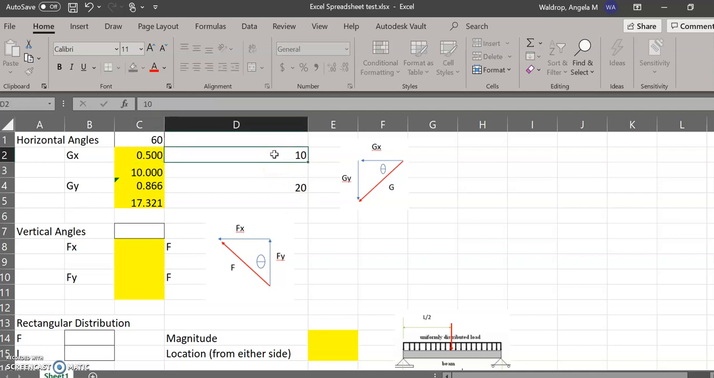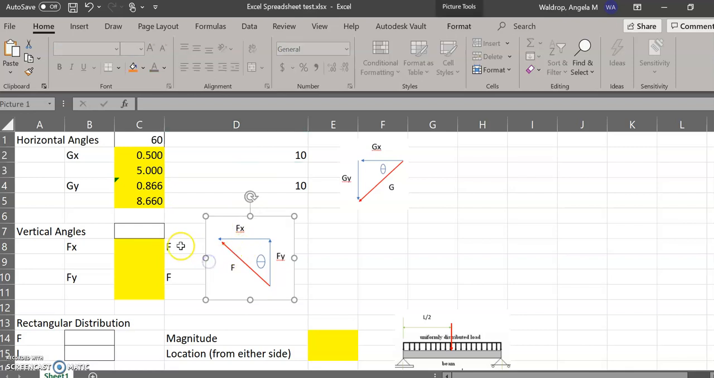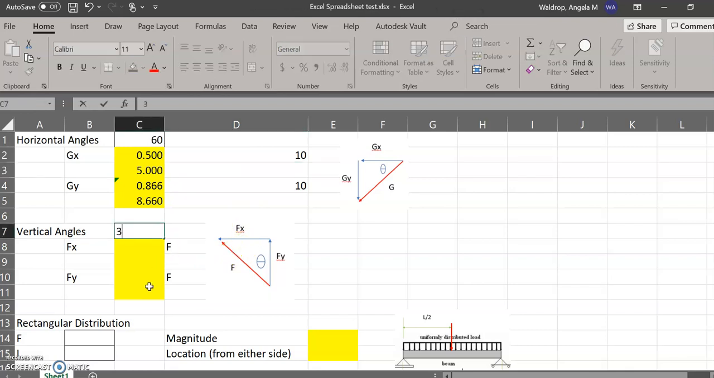And if I want to change it back to 10, it also automatically updates. Okay. Vertical angles can be set up the same way. We can go ahead and just type in any angle that we want. And again, instead of using the values there with all the different angles of the sides, we're going to use the trig functions here.